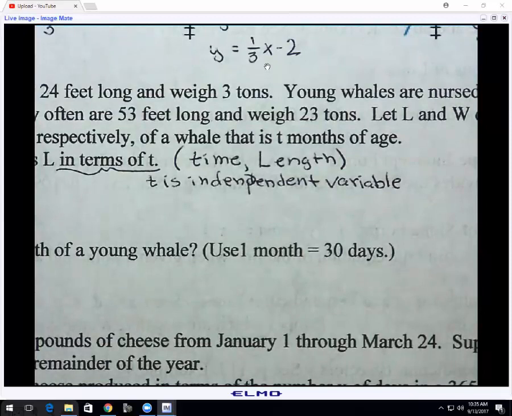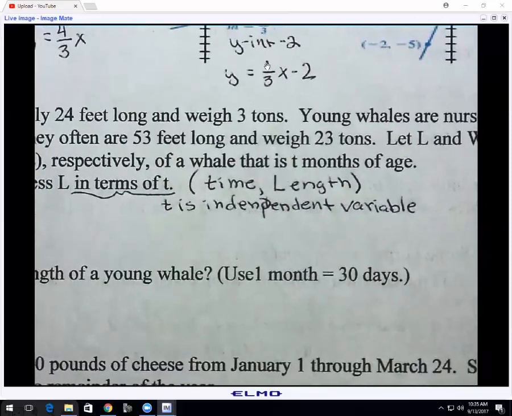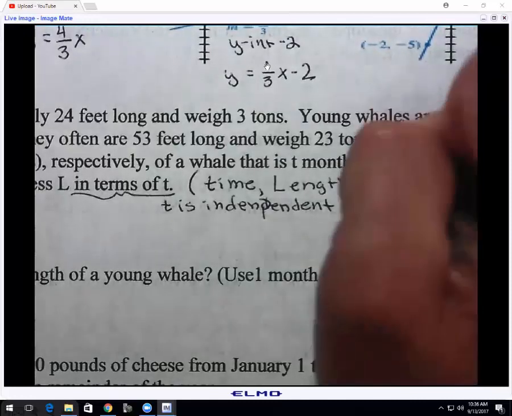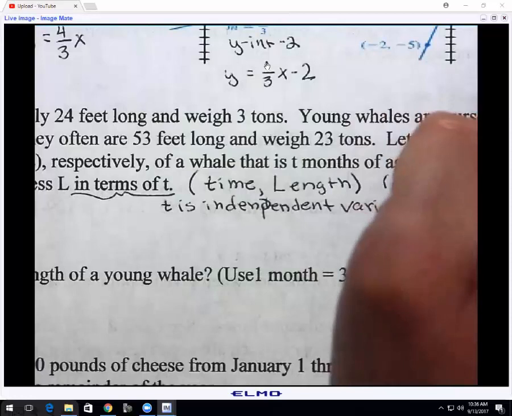Now, to find the equation of a line, I have to either be given 2 points or be given a point and a slope. Which of those scenarios applies in this problem? I'm given 2 points. What's one of my points? It's got to be a time and a length. The whale is T months of age. How many months old is the whale when it's born? 0. So at time 0, the whale's 24 feet long.